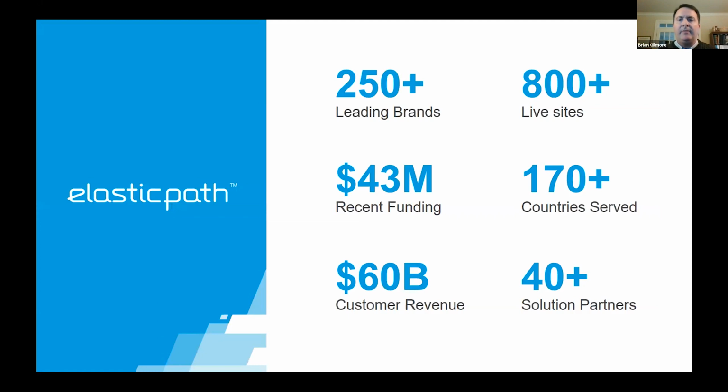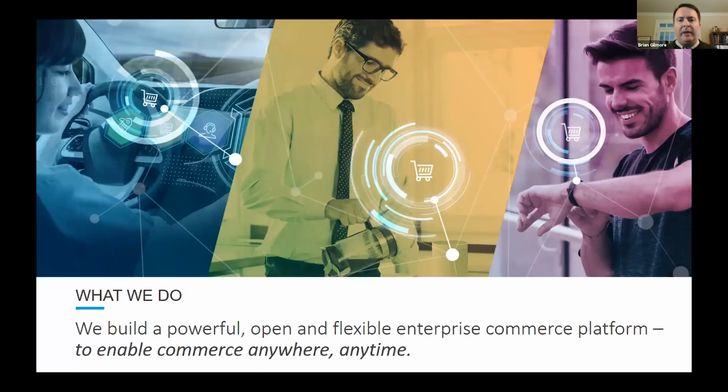So you might have heard about Elastic Path and know that it is an e-commerce software platform, but did you know that Elastic Path powers 250 leading brands and over 800 live sites across the world and in over 170 countries? Those are some pretty big numbers. So why is Elastic Path so popular? If you could boil it down to one sentence, it's because we build a powerful, open, and flexible commerce platform to enable commerce anywhere and anytime.